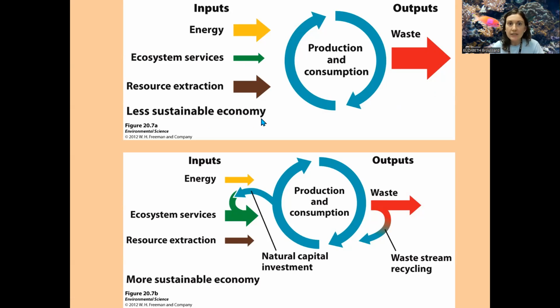So looking at the less sustainable economy, focusing on those inputs first, I see that there's a great amount of energy being put into the system and a great amount of resource extraction going into the system. After we have those major inputs of energy and resources, I see that we produce goods, we consume goods, and at the end of that, a majority of that then goes into the waste. It goes into that waste stream right after that, which could be good or bad.